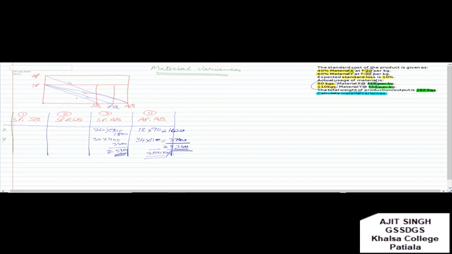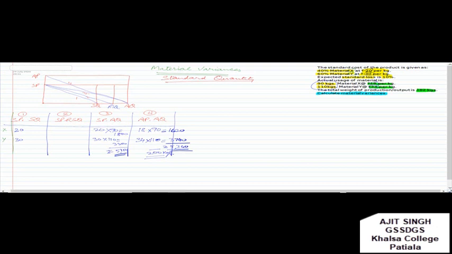Now let us take up the first two columns. Firstly, the first column is standard price into standard quantity. Standard price is rupees 20 and 30 respectively. Now standard quantity. Standard quantity would have to be calculated. We shall calculate it.